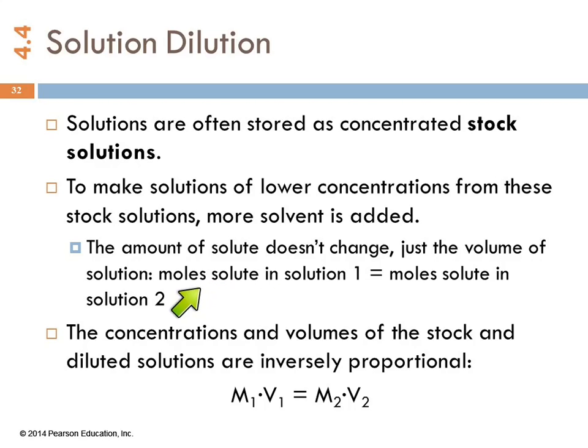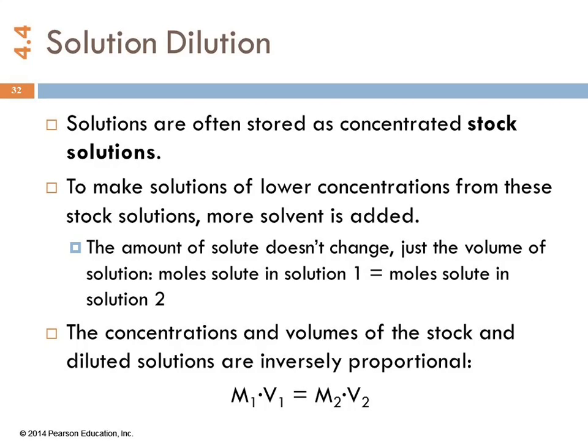So what that implies is that the moles of solute in the first solution are going to equal the moles of solute in the second solution, because all you've done is add water. And that's where we get this equation, M1 times V1 equals M2 times V2. The concentrations and volumes of the stock solution and the diluted solution are inversely proportional. So this is the molarity of the first solution times its volume, and that's equal to the molarity of the second solution times its volume. The concentration changes, the volume changes, the amount of solute does not.